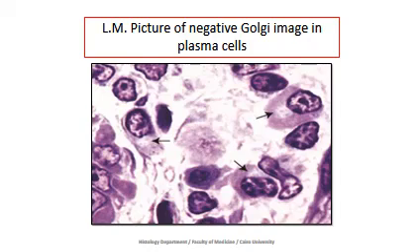Is this LM or EM? Yes, LM, because it is colored. It only appears blue in color, right? This means that these structures are basophilic. These are basophilic cells, and this is the nucleus. Close to the nucleus, we have an unstained area. So this is the negative Golgi image inside plasma cells.